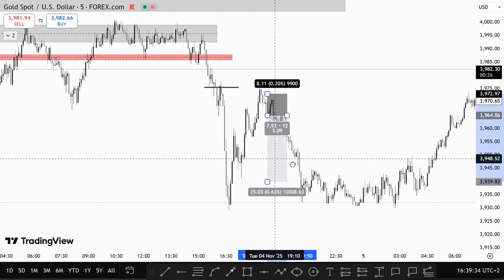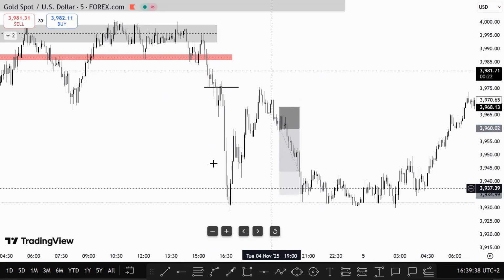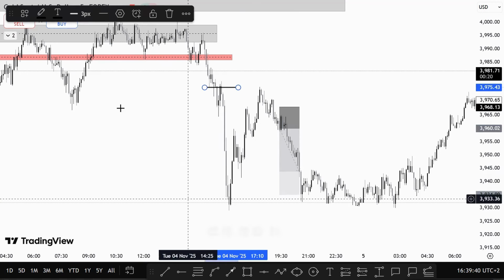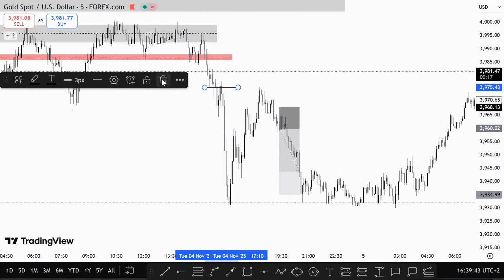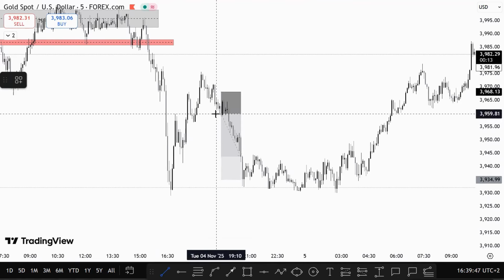Also, as you can see, there was another one from here where price actually, oh man, my bad. Actually, the trade wasn't on that one. That one was the first one. Yeah, the trade was from here.